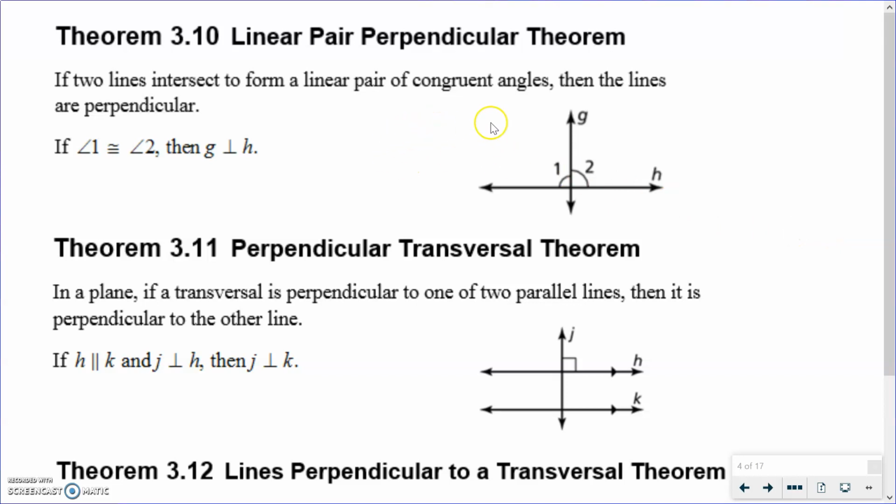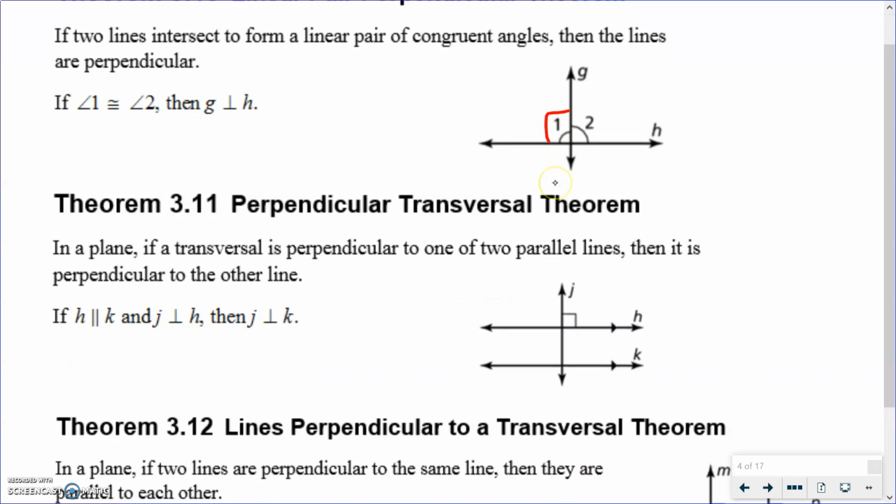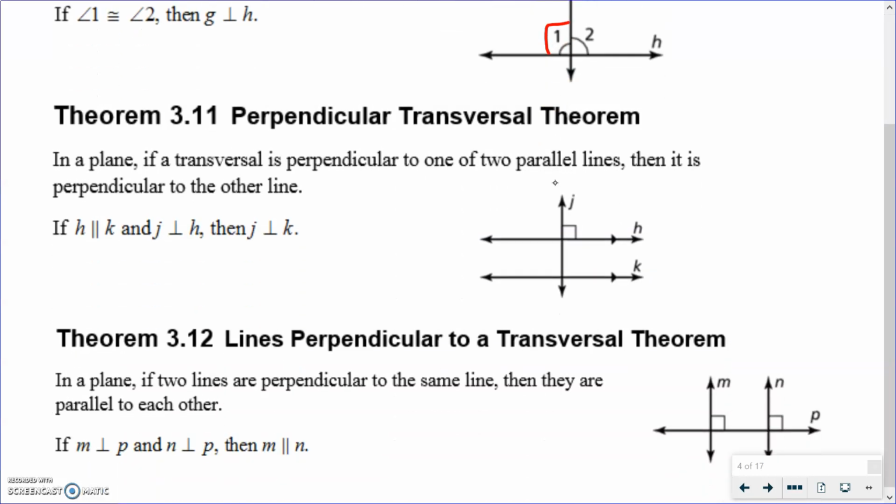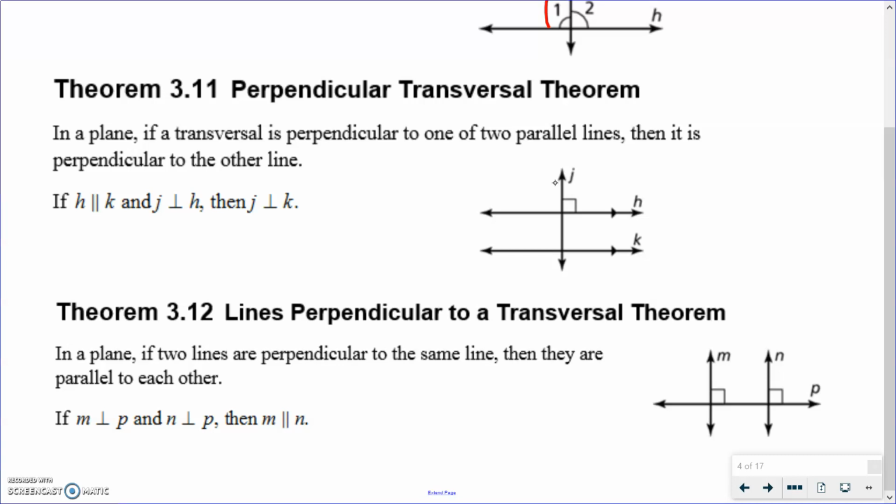Pretty straightforward. If two lines intersect and these two angles right here that are adjacent are congruent, this linear pair, then the only way for that to happen is if these are perpendicular, which means there's four 90-degree angles there, or four right angles.